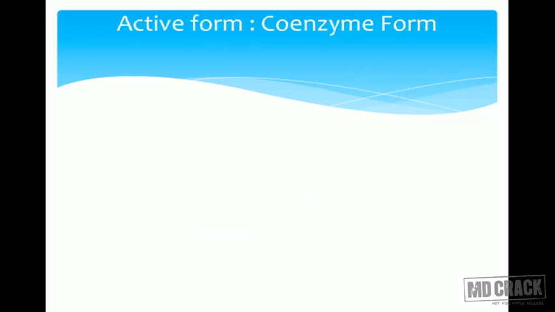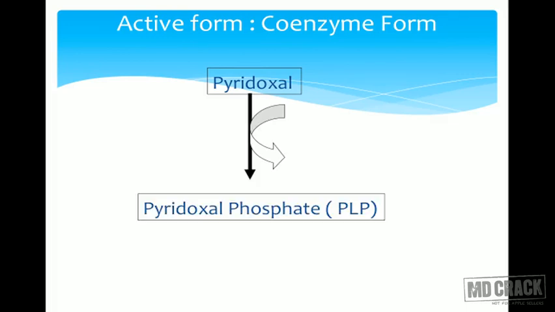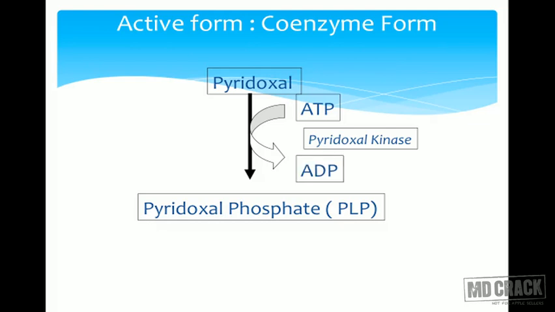Active form, how is it synthesized? Pyridoxal is important. Pyridoxal is converted to pyridoxal phosphate. Pyridoxamine has to first form pyridoxal, and only then can pyridoxal phosphate come. So what does it mean? It requires energy. ATP is converted to ADP, and the enzyme is pyridoxal kinase. So pyridoxal phosphate, PLP, is the active form of vitamin B6.